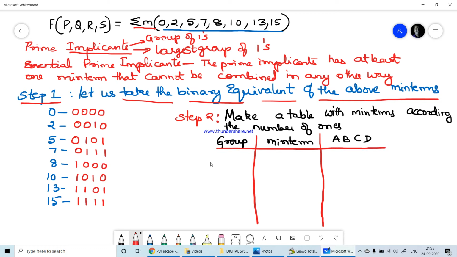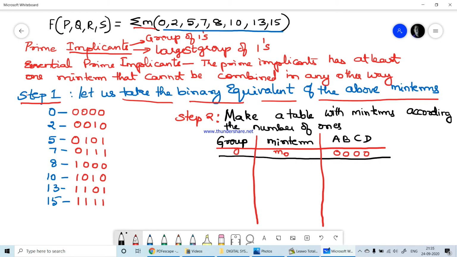We'll group this binary sequence in such a way that it is differentiated by one 1, two 1s, three 1s, and four 1s. So we'll separate the binary sequence by the number of ones present in the binary values. Now group 0 will have the min term m0 where all bits are zeros. This will be the first group.